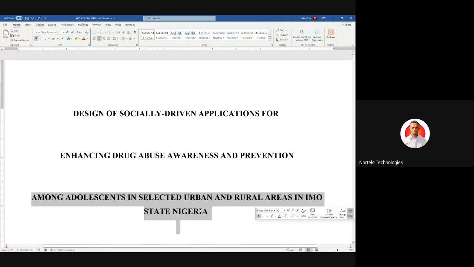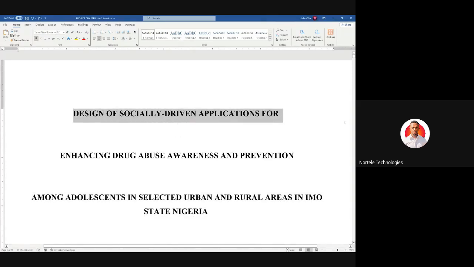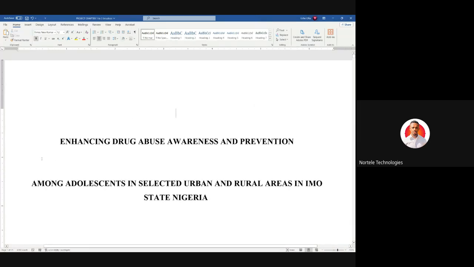So if we're talking about selected children in rural areas in Imo State, that one is quantitative. Let me give an instance now. Let's say there is nothing like this first part. Let's say my topic is just enhancing drug awareness and prevention among adolescents in selected urban and rural areas in Imo State.